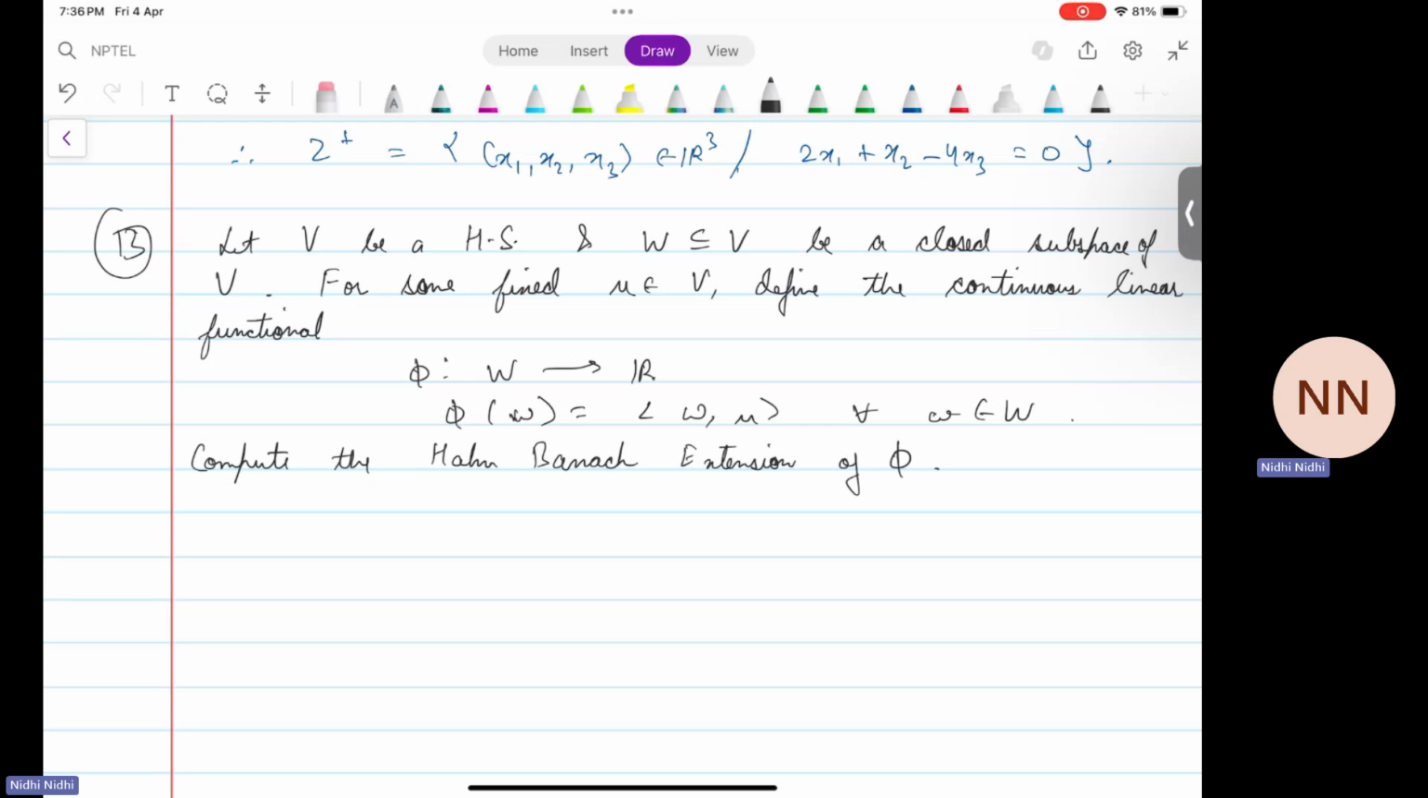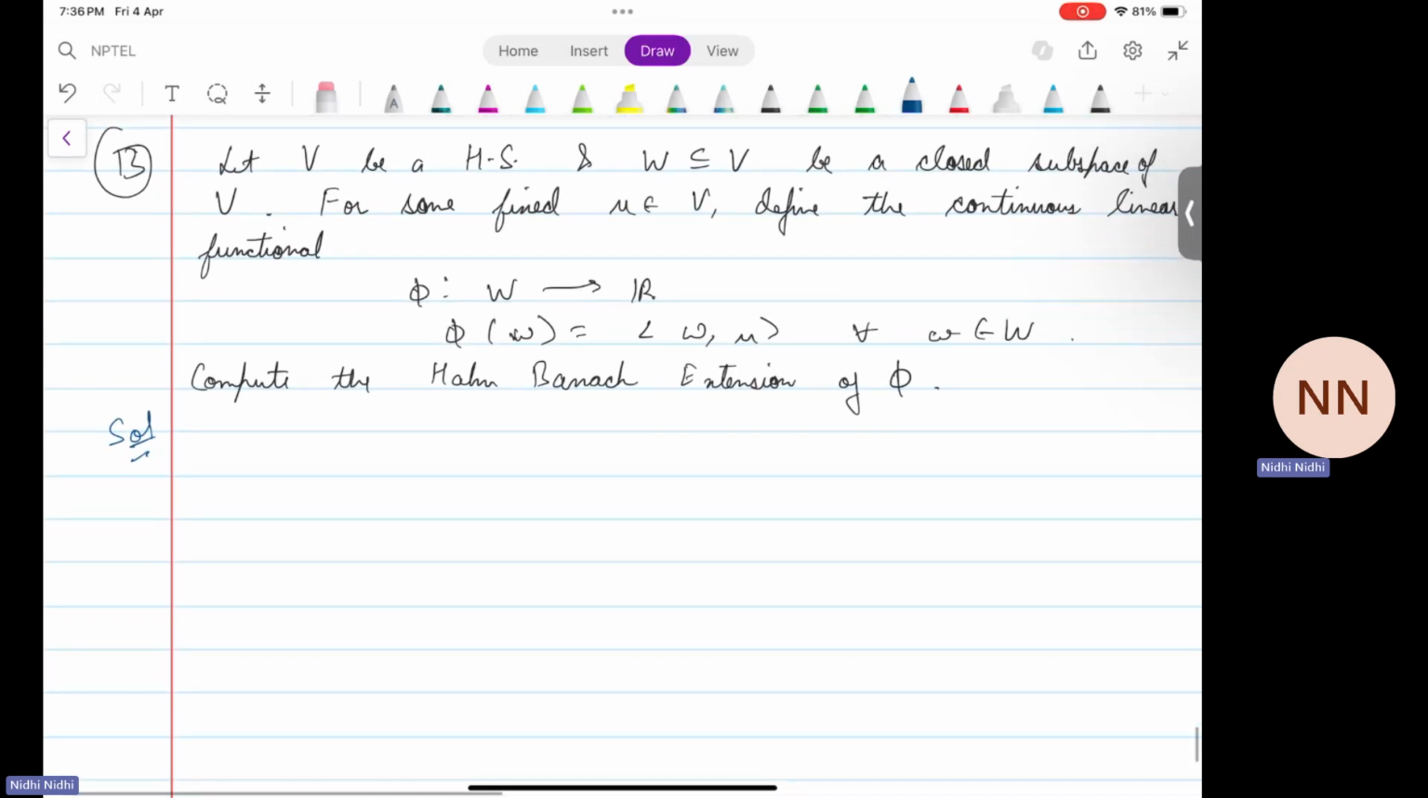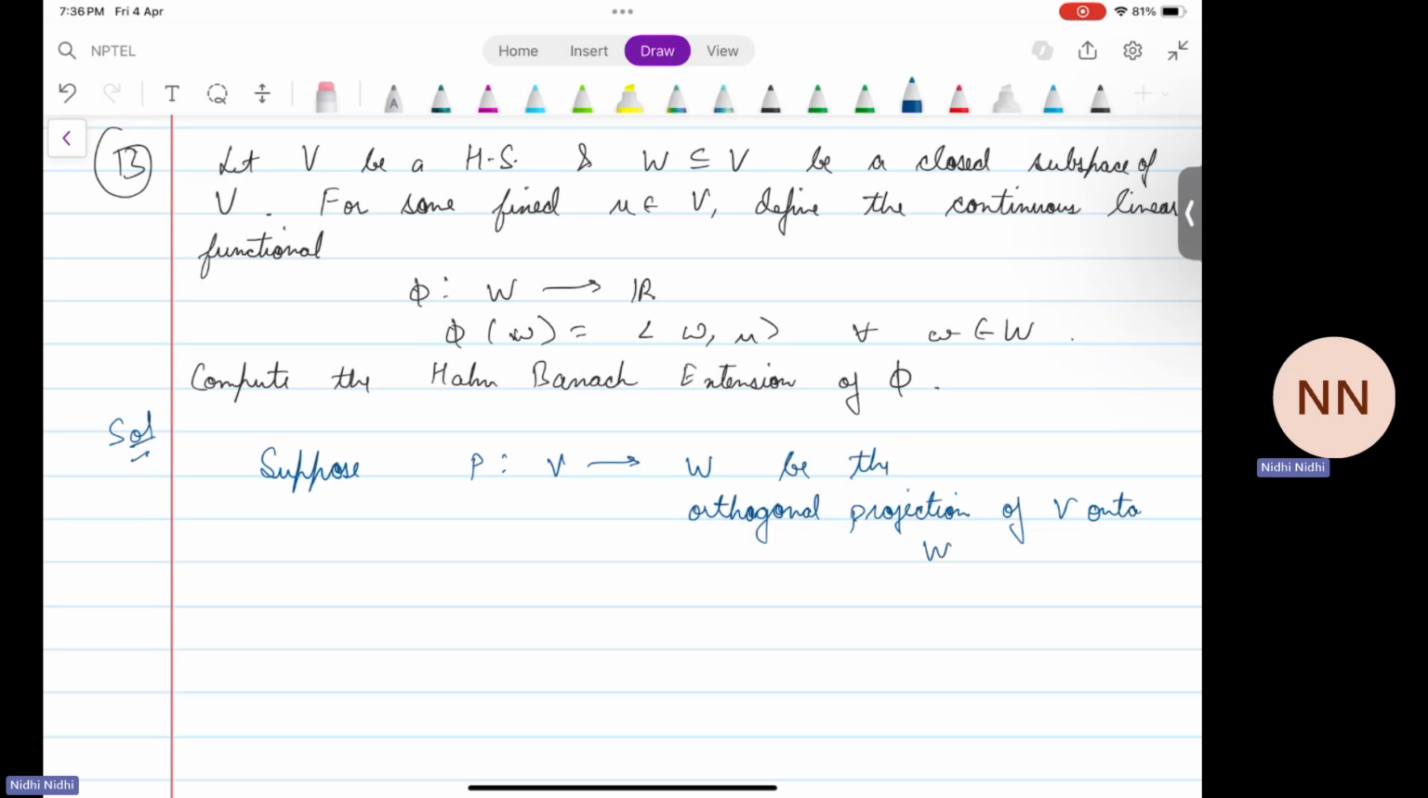So we'll be using the orthogonal projection of V onto the subspace W to find this Hahn-Banach extension. Let's see how. Suppose P from V to W is the orthogonal projection of V onto W.